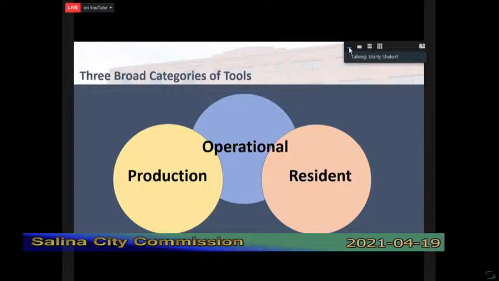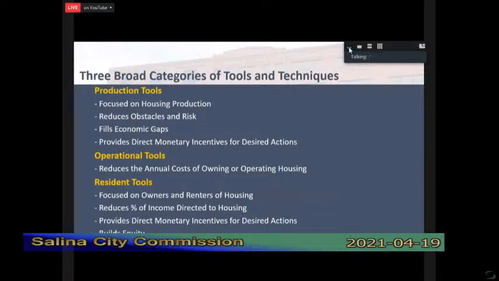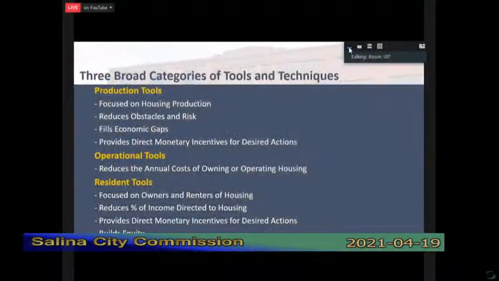One question. This is for rental property only, I'm assuming? It's really for anything. Oh, okay. Yeah. So when we talk about residents, it's both owners and renters, and as you'll see, places in between.